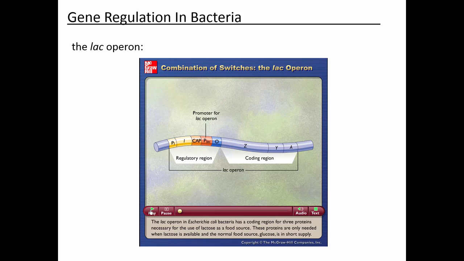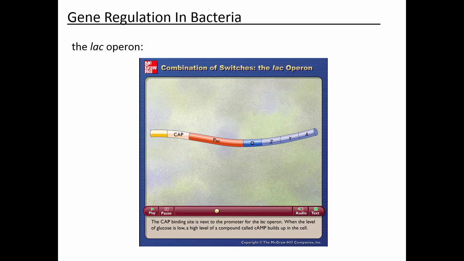of these genes. The lac operon in Escherichia coli bacteria has a coding region for 3 proteins necessary for the use of lactose as a food source. These proteins are only needed when lactose is available and the normal food source, glucose, is in short supply. Therefore, the regulatory region of the lac operon has 2 switches. One, the cap binding site, is switched on only when glucose levels are low. Another, the operator site, is switched on only when lactose is present. Both of the switches must be on to allow expression of the lac operon genes.